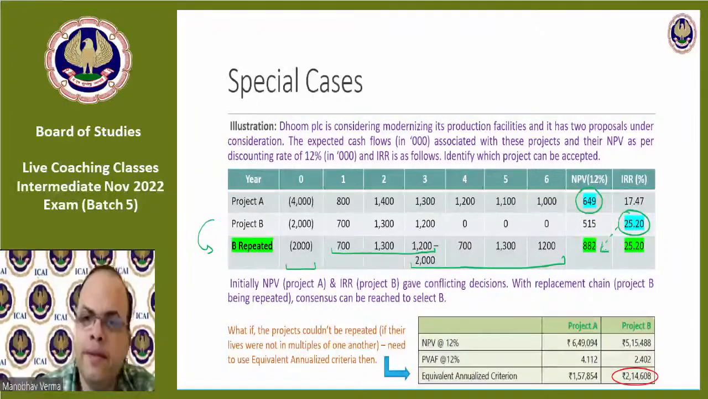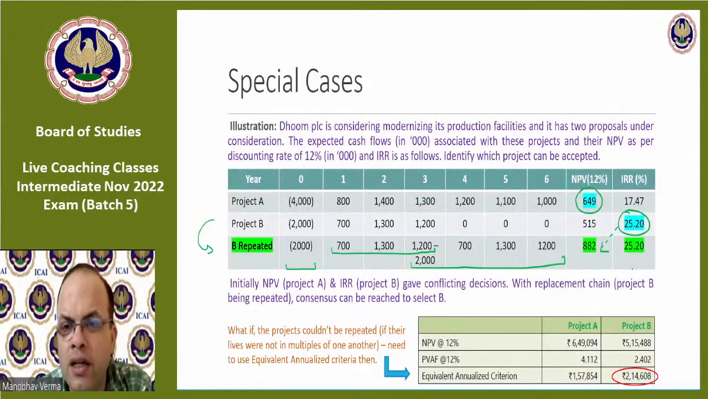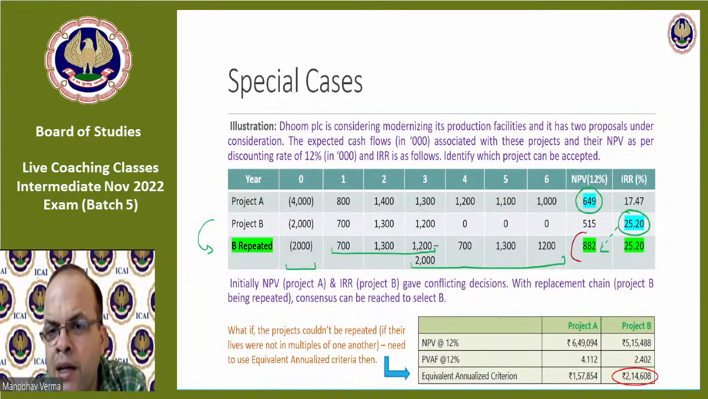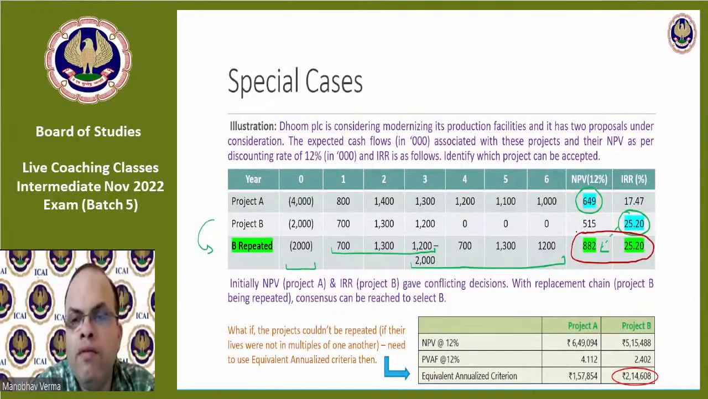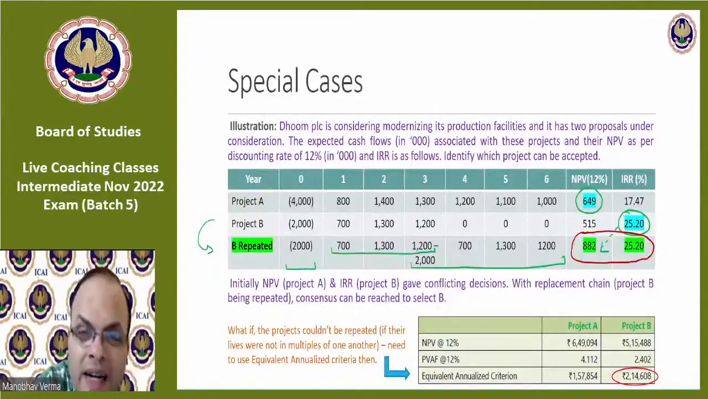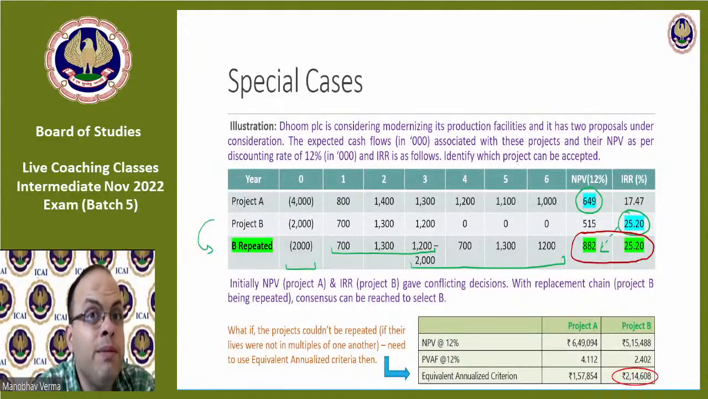Can you see that? If you see my conclusion, which is highlighted in green section here, if we have that possibility where Project B can be repeated, whether it is NPV or IRR, we are getting the choice as Project B. This actually removes the conflict of IRR and NPV. So we go with Project B. Can we say that, guys? That is a replacement chain. What is a replacement chain? That is Project B is repeated in a chain here.